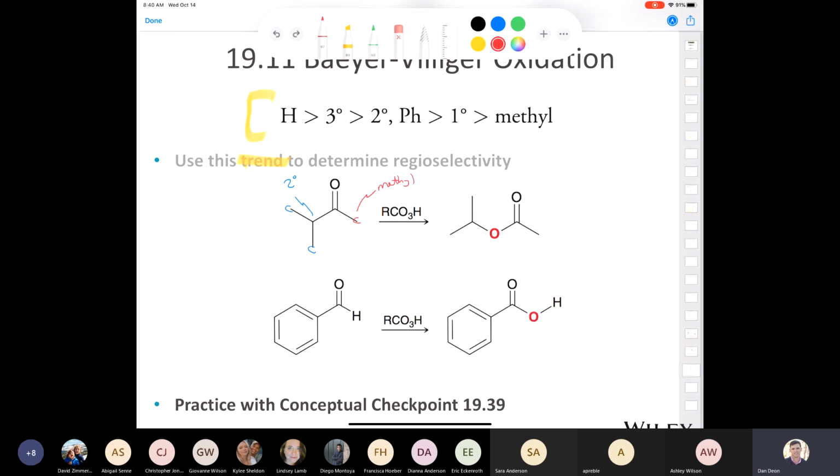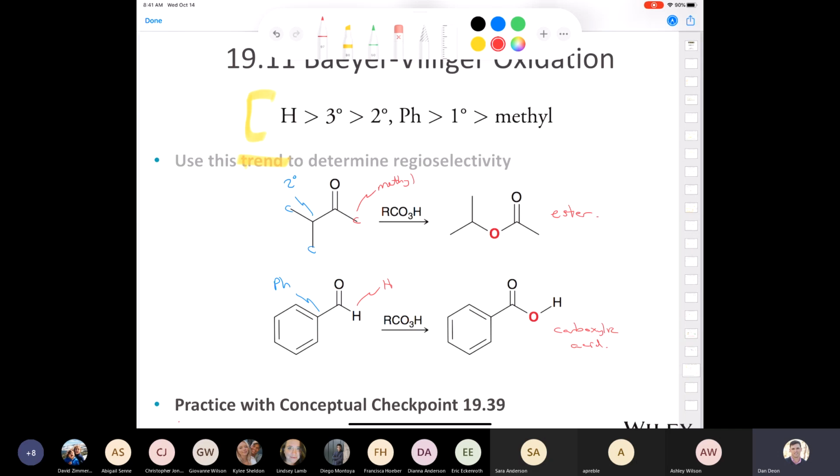Let's look at the next one. On the left-hand side of the carbonyl, we have a phenyl. And on the right-hand side, we have a hydrogen. Now, hydrogen is the king of the castle in terms of migratory aptitude, and so when you can make a carboxylic acid, you will. So in the first case, we make an ester, and in the second case, we make a carboxylic acid. The Baeyer-Villiger reaction, okay?